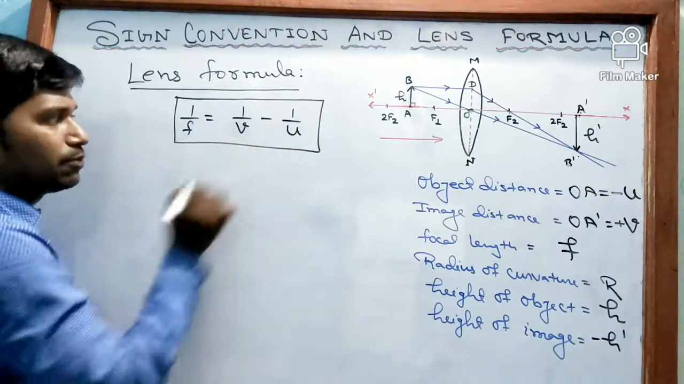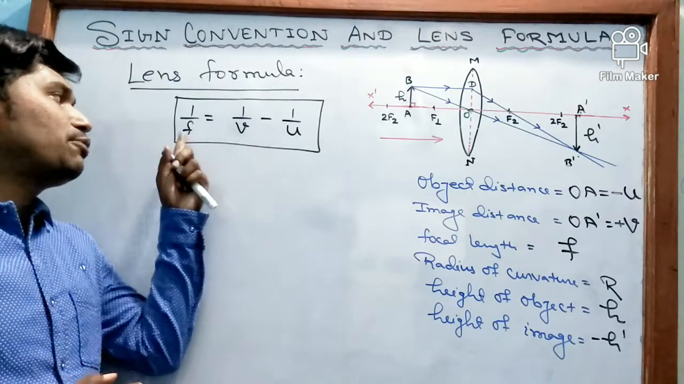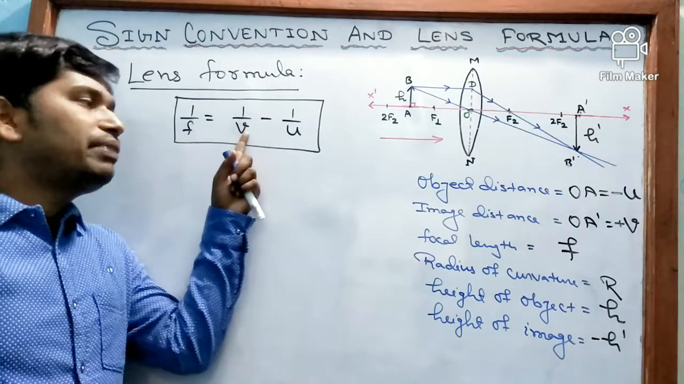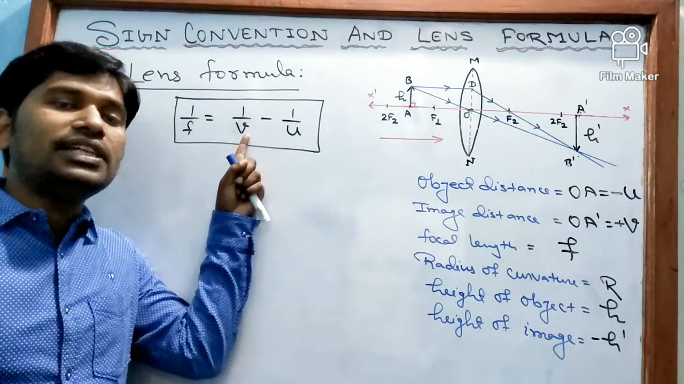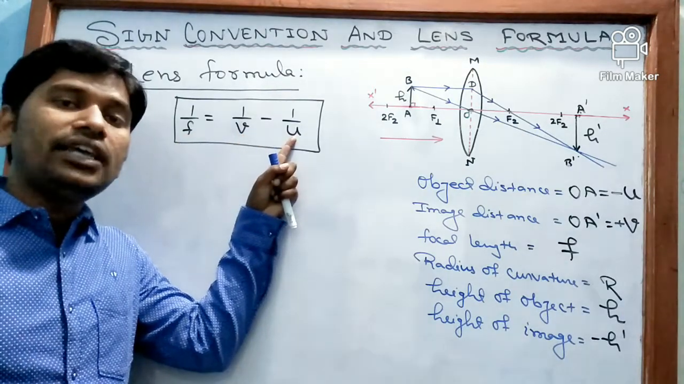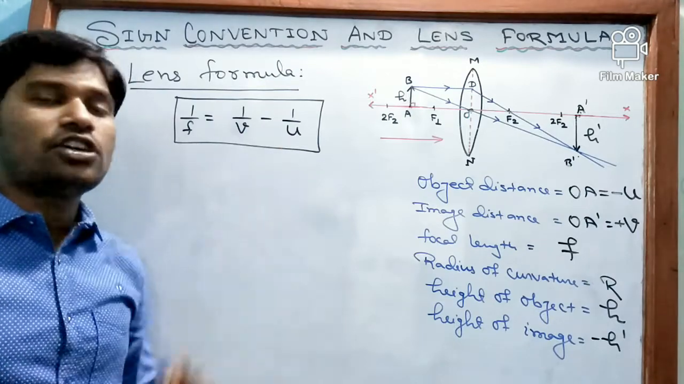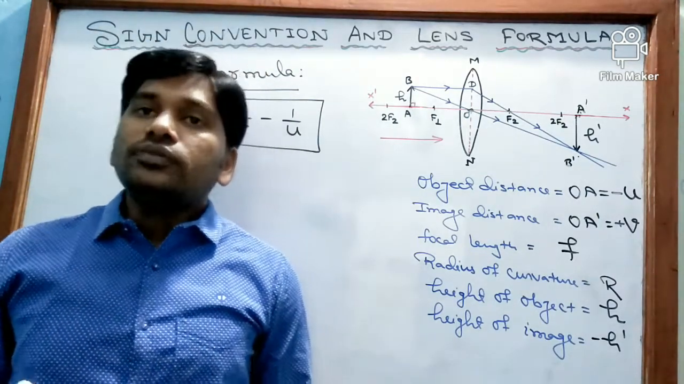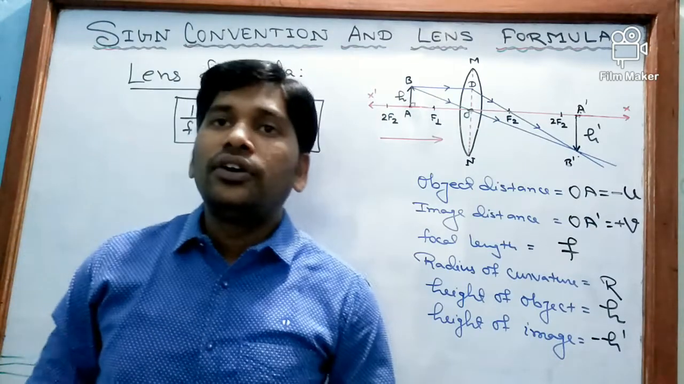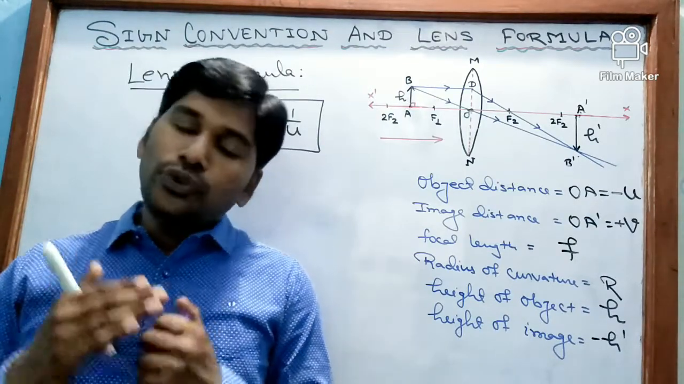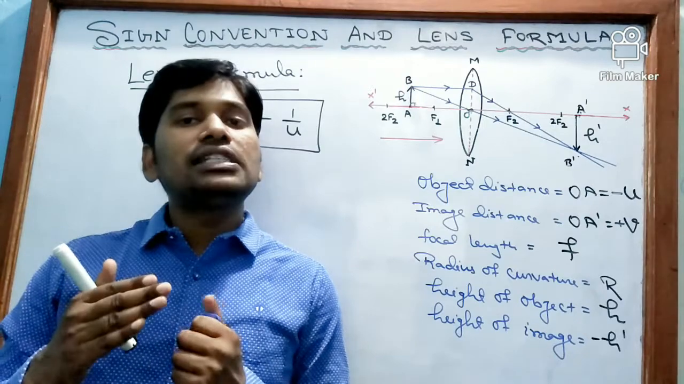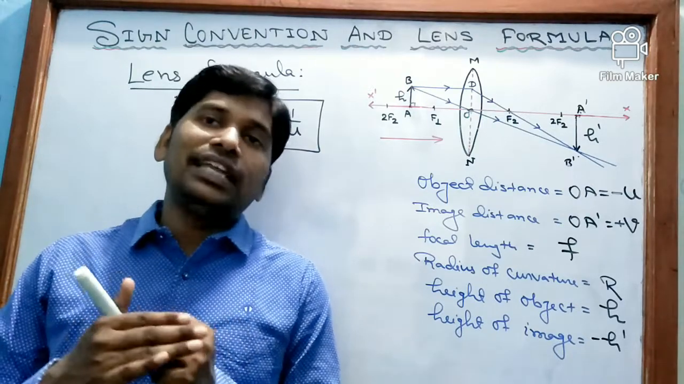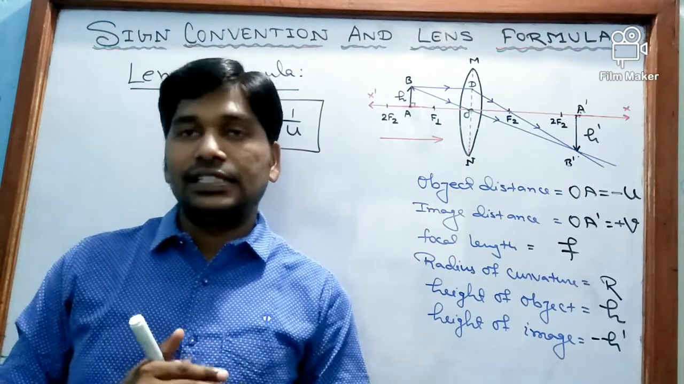This is the lens formula, where f is the focal length of the lens, v is the image distance of the lens, and u is the object distance. So this formula we can use for both concave as well as convex lenses.